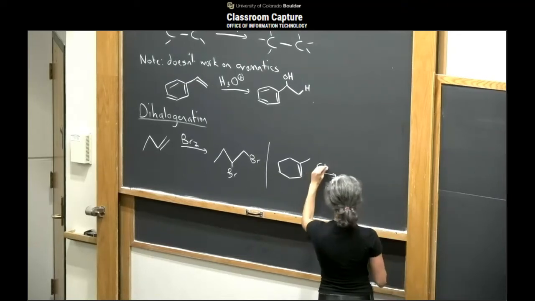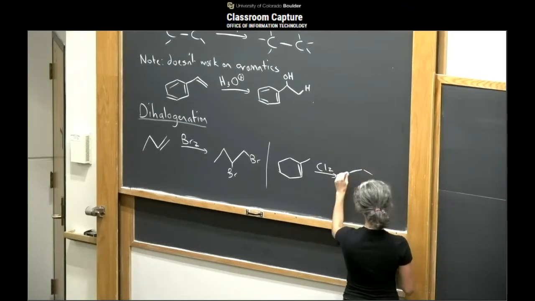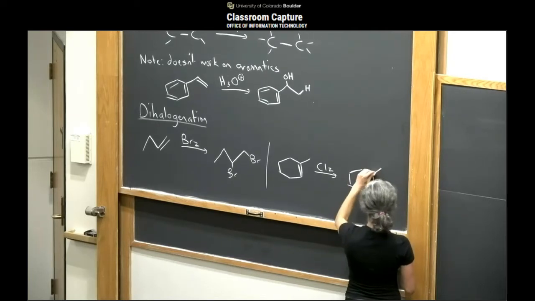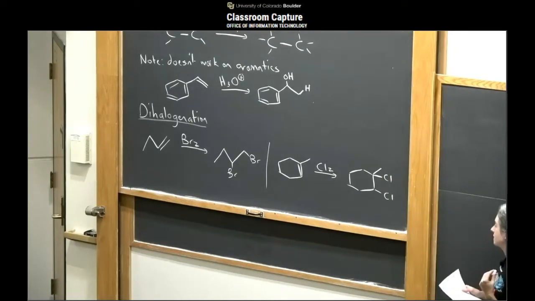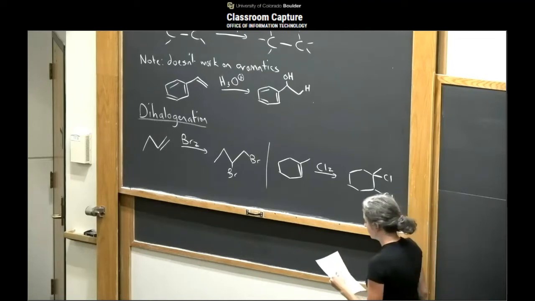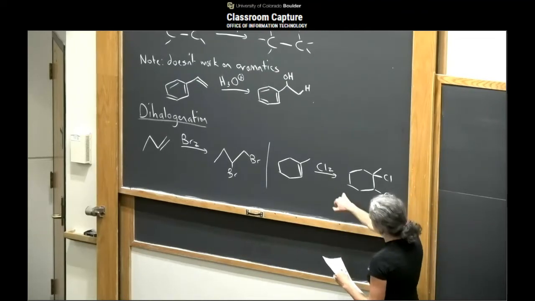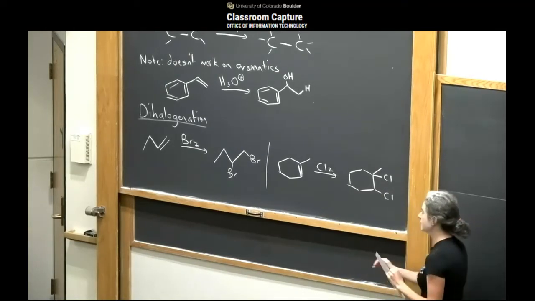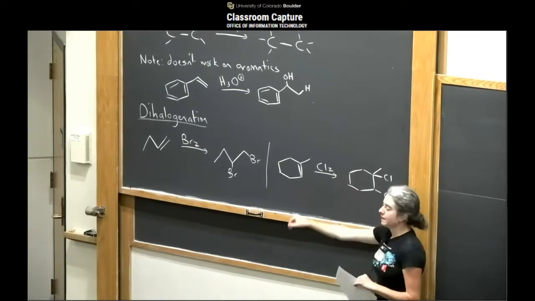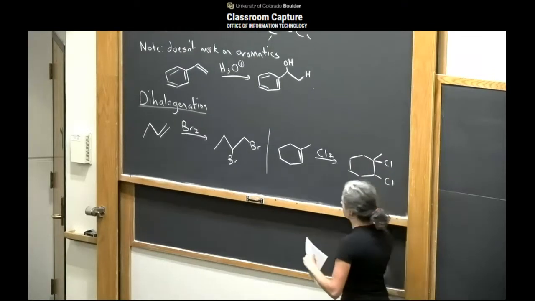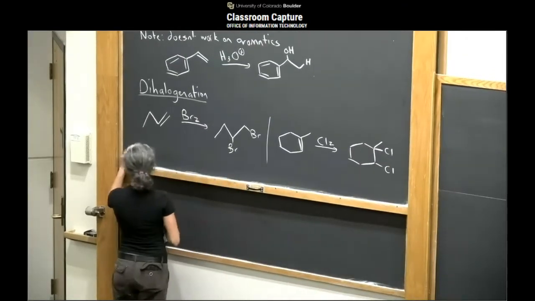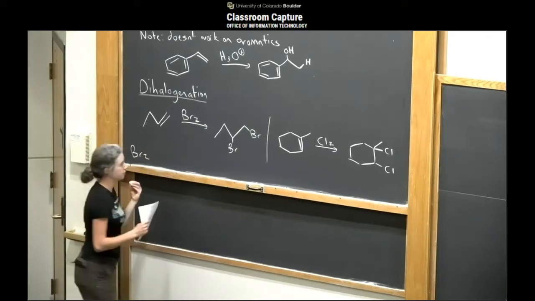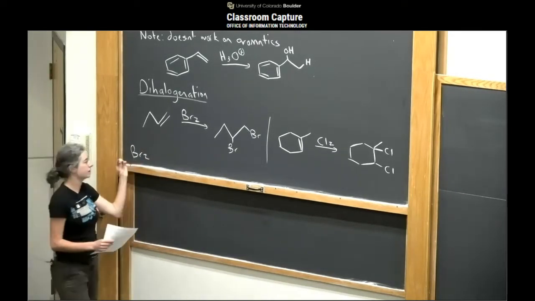If we add, for example, Cl2, then again we're breaking the pi bond and we're adding a new chlorine atom to each of the 2 carbons there. Okay. So, some interesting and useful things about this reaction. One is that we'll pretty much only ever see it with these 2 halogens. Br2 is actually the easiest to use for this.